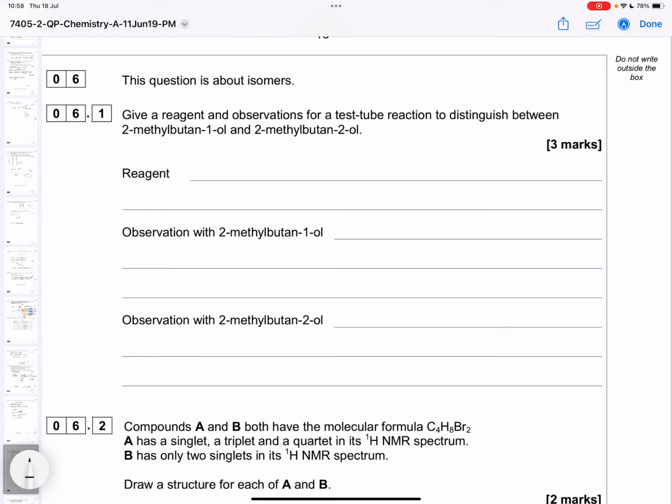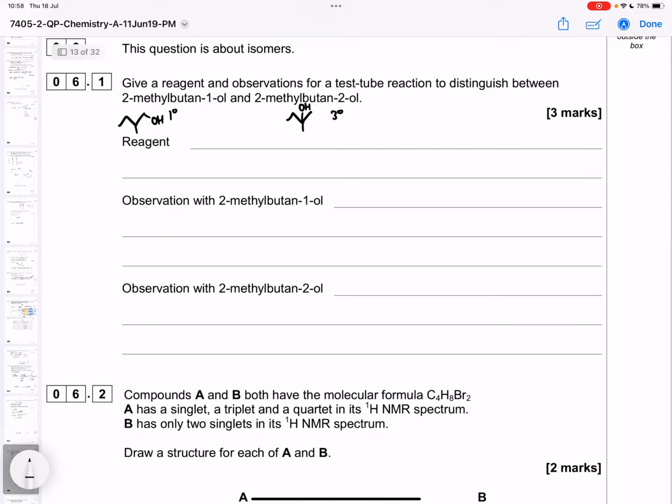This question is about isomers. Give a reagent and observations for a test tube reaction to distinguish between 2-methyl-butan-1-ol and 2-methyl-butan-2-ol. So we've got a primary versus a tertiary alcohol.